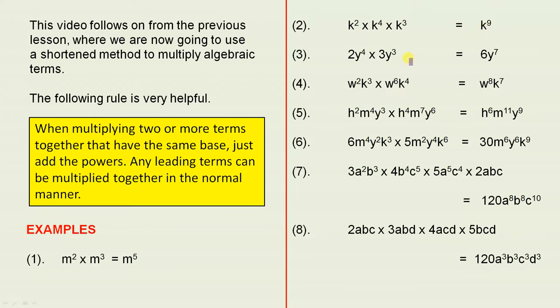For the third example, if we follow the rule here, 2 times 3 is 6, because it says any leading terms can be multiplied together in the normal manner. So 2 times 3 is 6. y to the fourth times y to the power of 3 is y to the power of 7. So that's the answer. Over here we have a look at w squared and w to the power of 6.